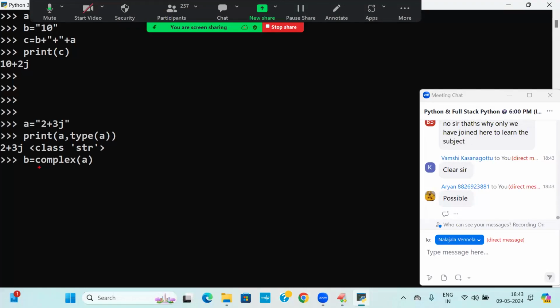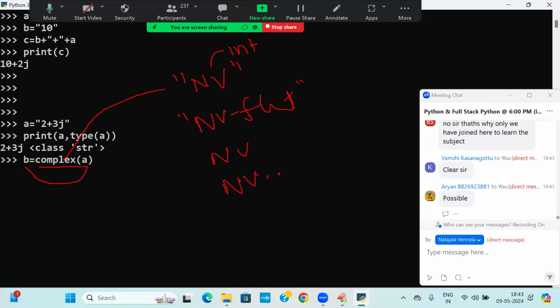Do you know, students, when a complex number is converted into complex type, the complex function will convert a numerical value, what will it see? If the numerical value is of int type, it is converted to int. If it is a float value, it is converted to float. This is called int type. This is called float type. This is str int type. This is str float type. Are you able to follow?